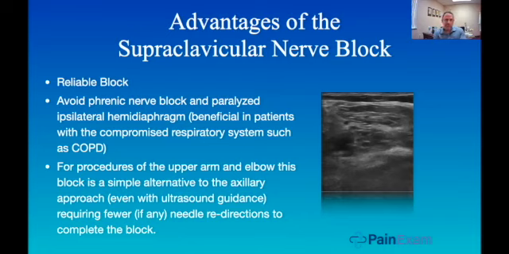So you have to be careful if the patient is suffering from COPD or has some other respiratory problem that could compromise them. For procedures of the upper arm and elbow, the block is a simple alternative to the axillary approach. Even with the ultrasound guidance, like I said, very few redirects are necessary. And once again, you're looking here, you see the nerves and the arteries over here. Here's the rib.